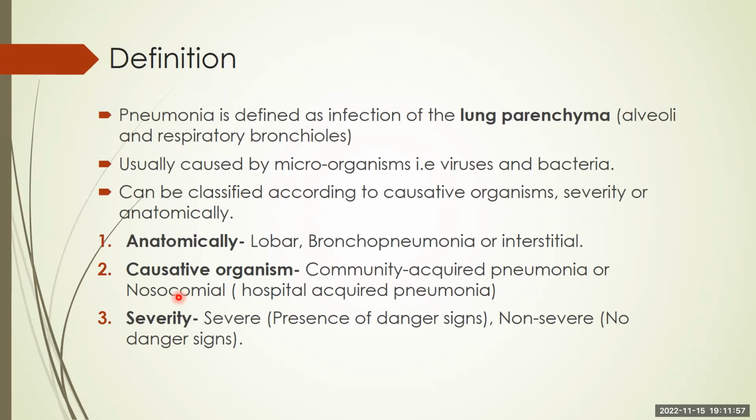Okay, so pneumonia is the infection of lung parenchyma, and that includes the alveoli and respiratory bronchioles. The causative organisms include viruses and bacteria. Pneumonia can be classified according to the causative organism, based on the severity, or anatomically. On the anatomical classification, pneumonia can either be lobar, bronchopneumonia, or interstitial pneumonia. On the causative organism, pneumonia can either be community-acquired pneumonia or hospital-acquired pneumonia. And based on the severity, it can either be severe pneumonia or non-severe pneumonia.